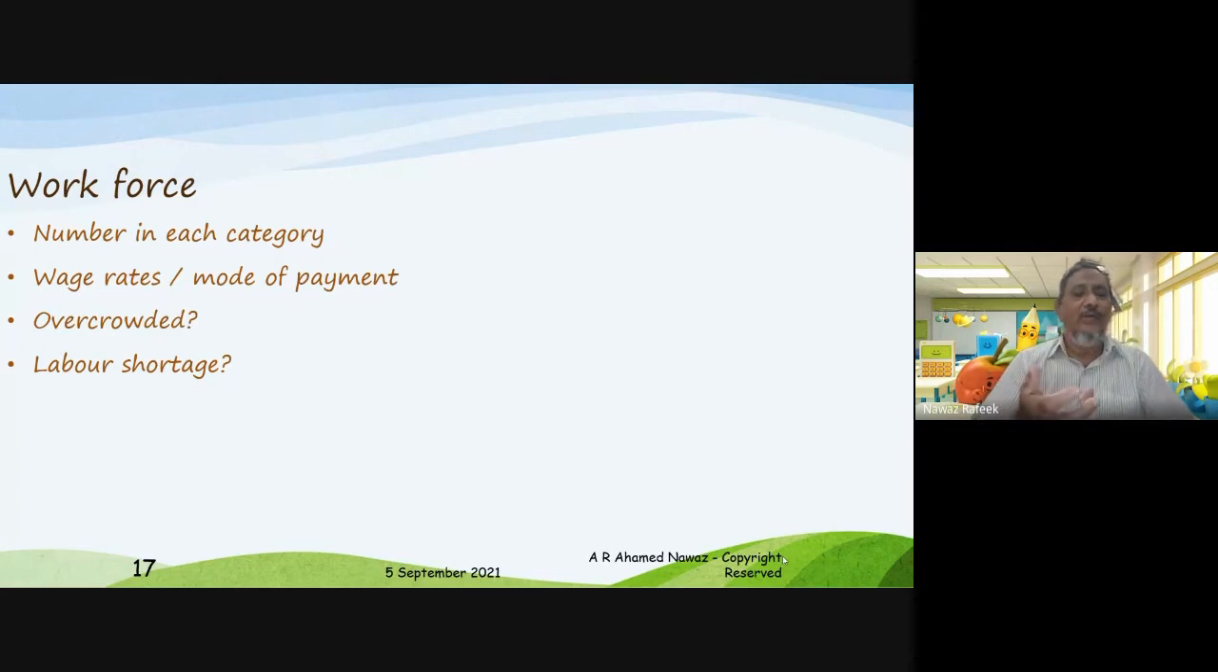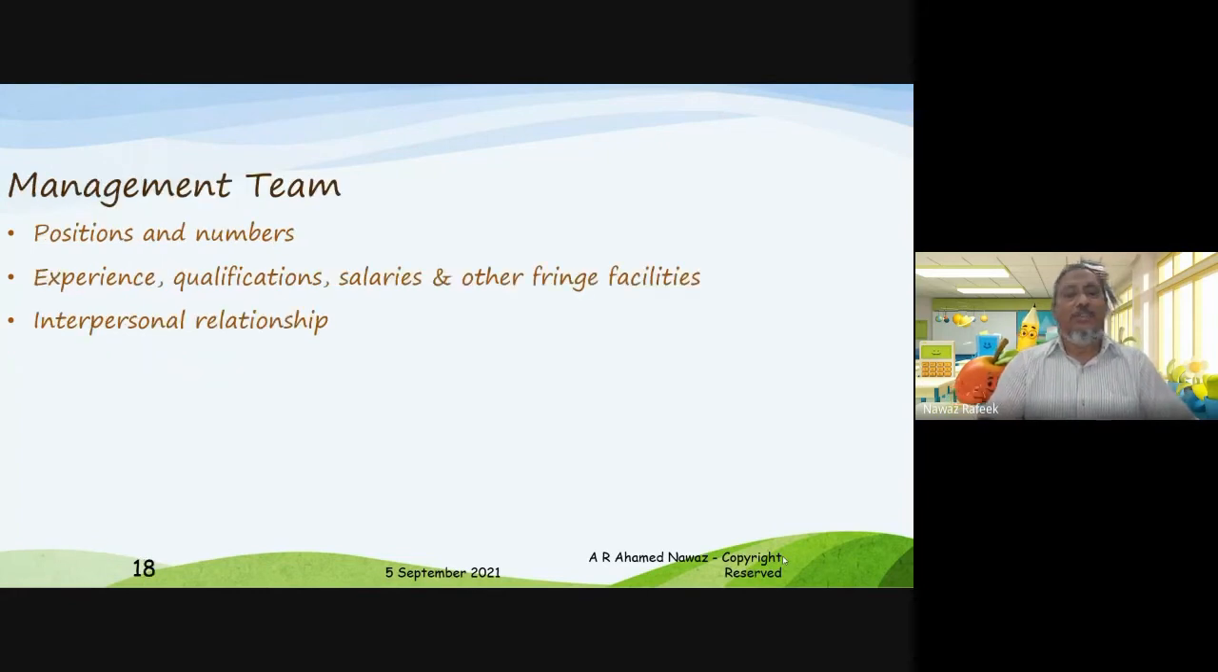You are lending to an organization. See whether sufficient labor is managed. The management team, positions and numbers. Who are the management team? This is not only the directors and top-level people; factory managers, accountants, personnel managers and quality controllers are the top-level team. Their positions and numbers, their experience, qualifications, salaries, and other facilities and benefits given to these top-level people.